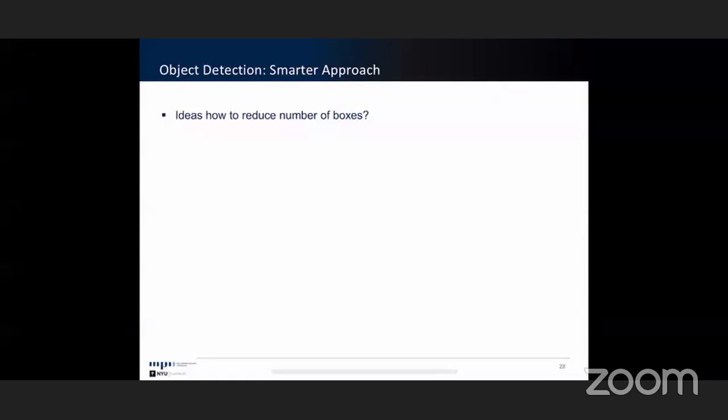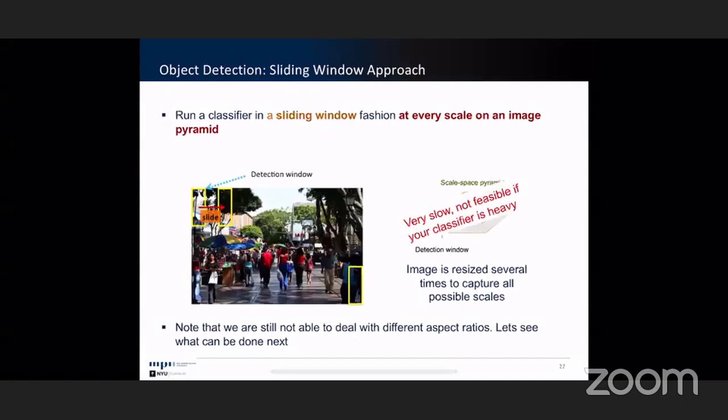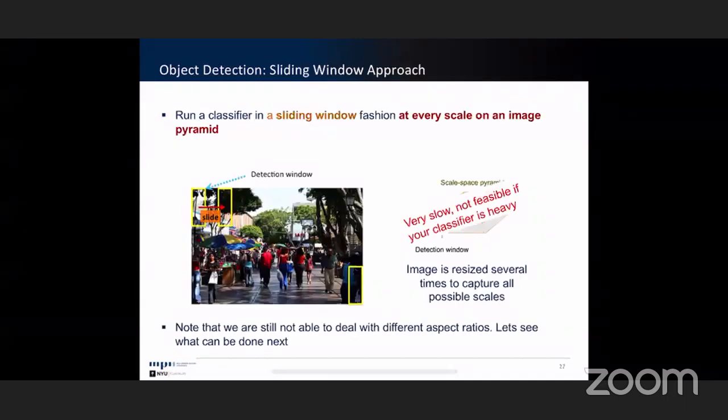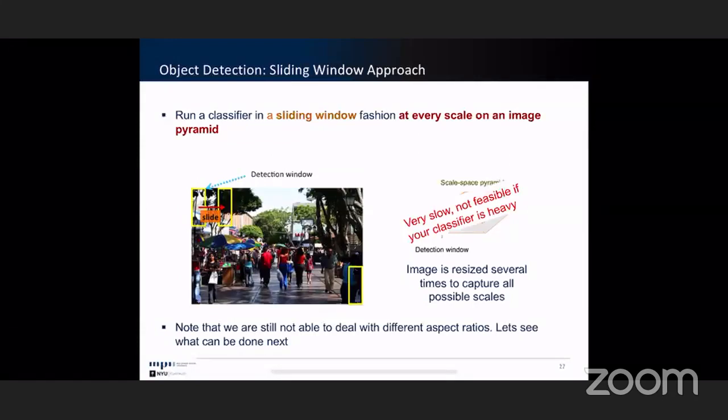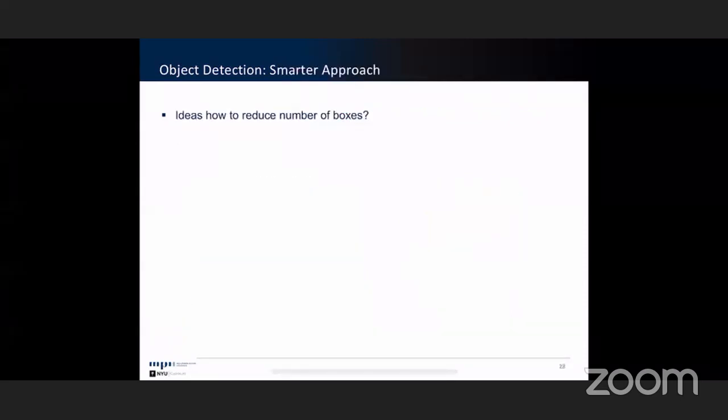The question people asked was how to reduce the number of boxes. Currently, we are doing a sliding window over the entire image, so there are too many boxes. If we're doing it at a stride of 1, then we have almost the same number of boxes as the number of pixels in the image minus the window size. So that's a lot of boxes. So people asked this question: how can we decrease the number of boxes?